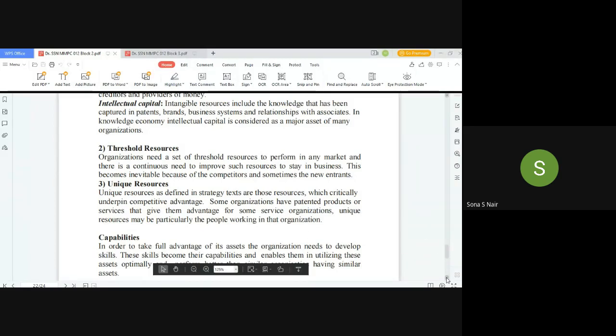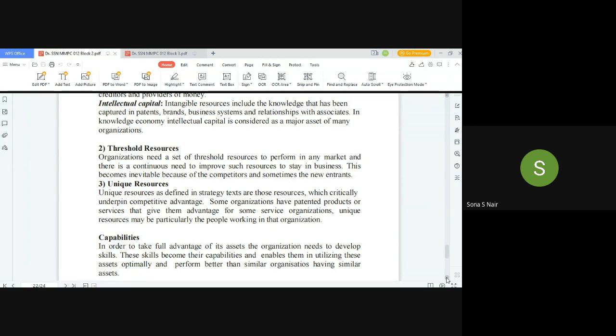Second thing that we need to talk about as far as the internal environment is concerned is capabilities. Now, in order to take advantage of the resources and the assets which are available in the organization, the organization needs to have capabilities. These capabilities are built over a period of time. These skills become their capabilities and enable them to utilize these assets optimally.